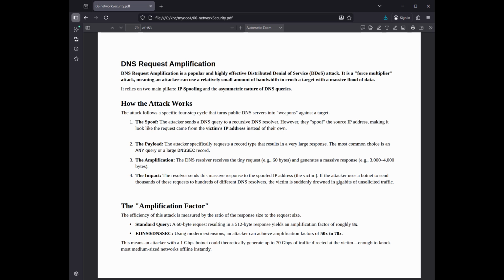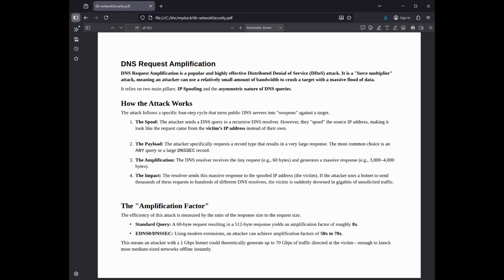3. The amplification. The DNS resolver receives the tiny request, for example 60 bytes, and generates a massive response, for example 3000 to 4000 bytes. 4. The impact. The resolver sends this massive response to the spoofed IP address, the victim. If the attacker uses a botnet to send thousands of these requests to hundreds of different DNS resolvers, the victim is suddenly drowned in gigabits of unsolicited traffic.